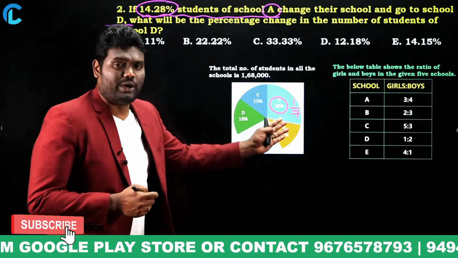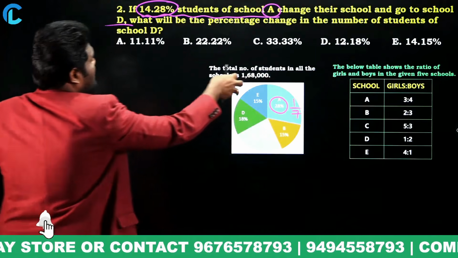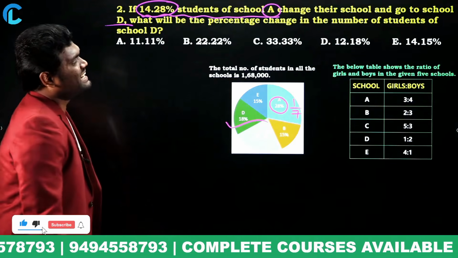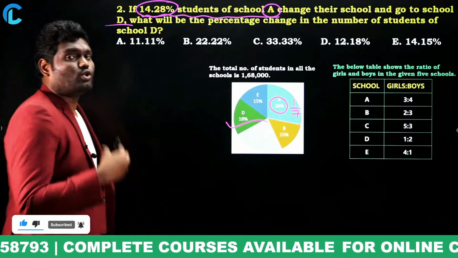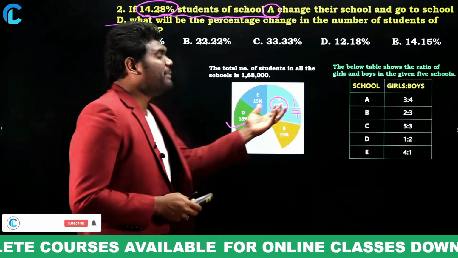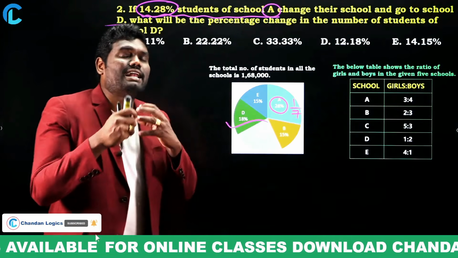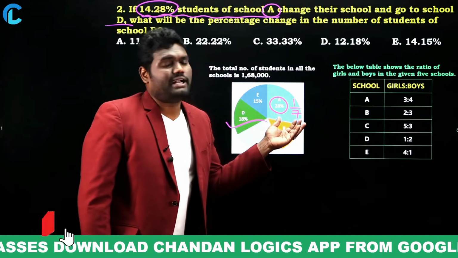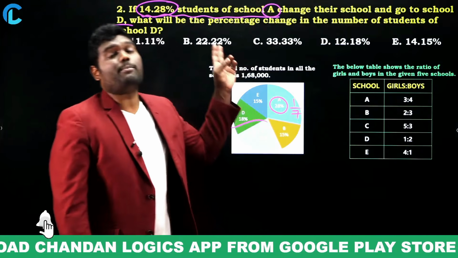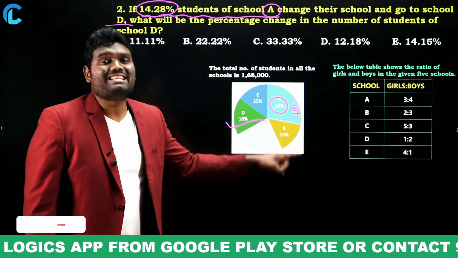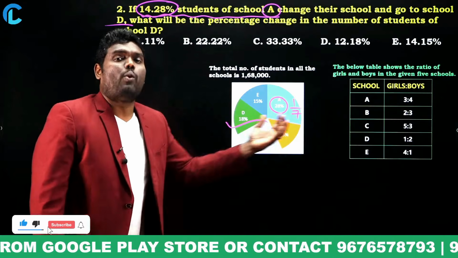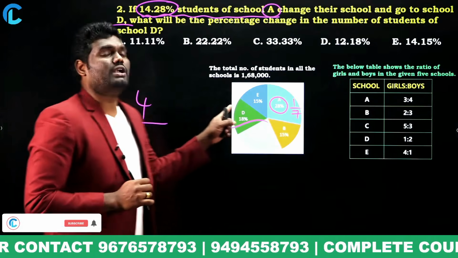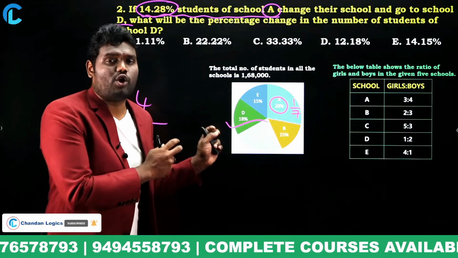Now 4% of students are going to join school D. The question is asking what will be the percentage change in the number of students in school D. To know that, how many students are coming and joining extra? Just calculate it in a simple way. In school A, 28% are there. Out of this 28%, 14.28% means 1/7. 1/7 of students are coming and joining, and 1/7 means 4%. So 4% of students are coming and joining school D. Now the change is 4. Yes or no? Change is 4.